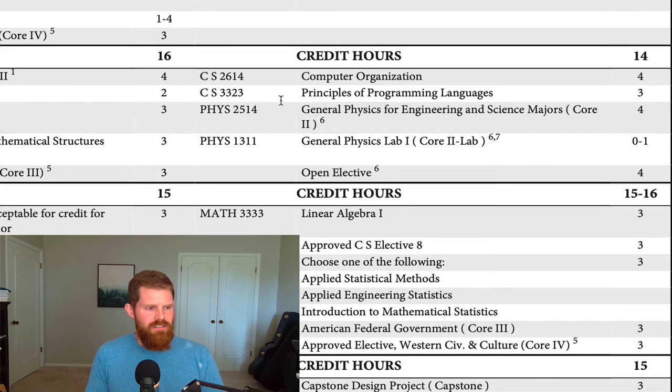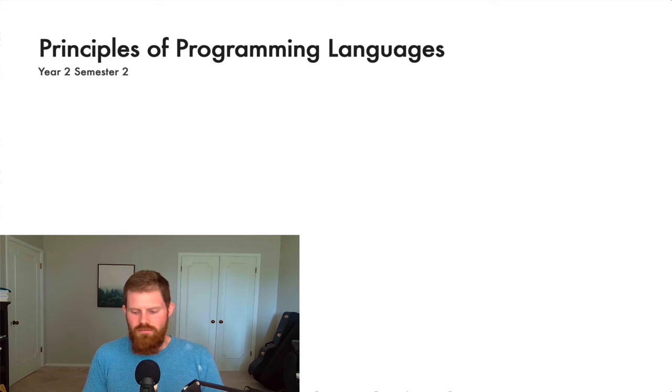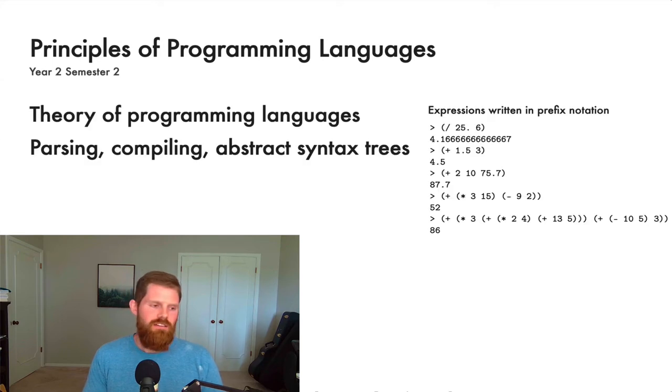The next class here is Principles of Programming Languages, and this one is almost entirely theory. This is the theory of programming languages. How do you write a compiler? How do you write a parser? How do you break the code that we write into an abstract syntax tree? How does the computer take our code and parse it out and know what operations and what instructions to do? This is incredibly theory-based, and there's really not any practical application unless you were going to write your own programming language or your own compiler, but basically no general programming practice here.